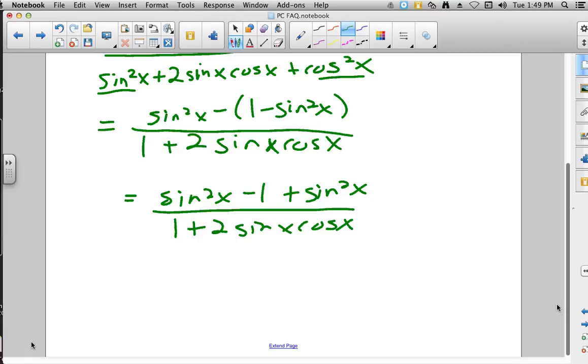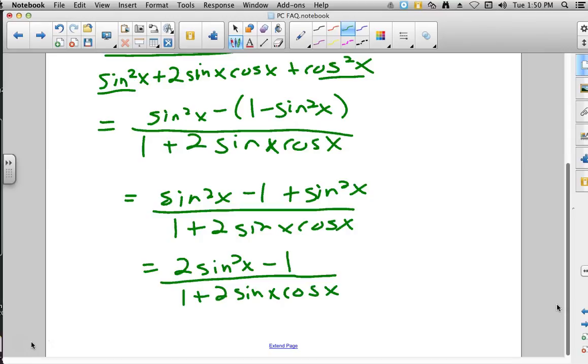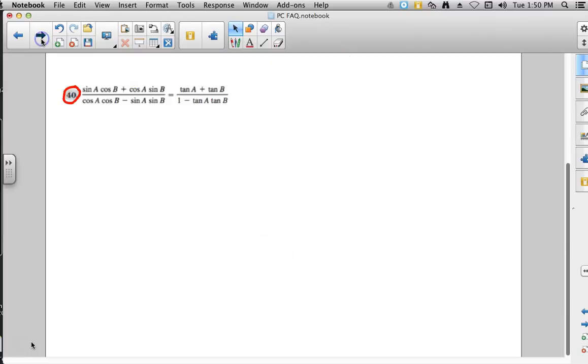And then I would go ahead and distribute the negative sign. And take a look at what I have. Well, I have sine squared x minus 1, but then I have plus another sine squared x, which is 2 sine squared x minus 1 over 1 plus 2 sine of x cosine of x, which is what I needed. So that's a big phew on that one. That takes a lot of work. But the first step is recognizing that if we want a 2 to show up, we're going to have to use a binomial squared method to make that happen.